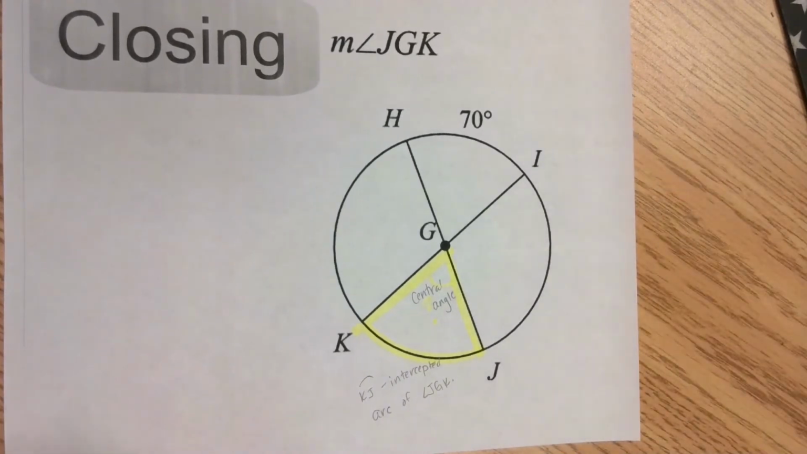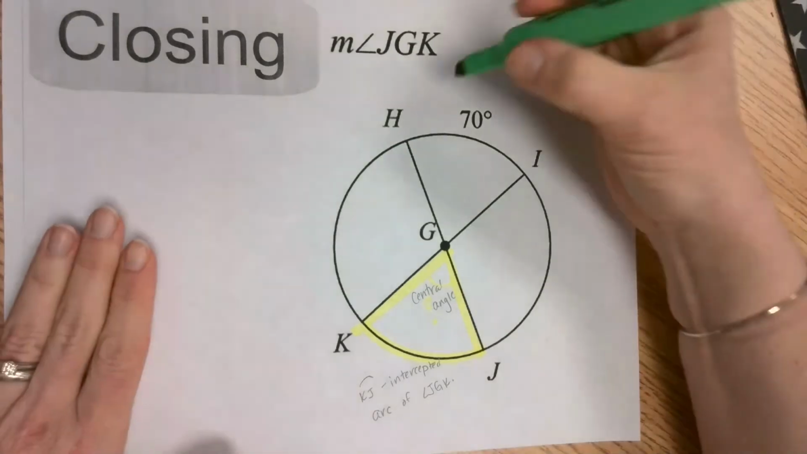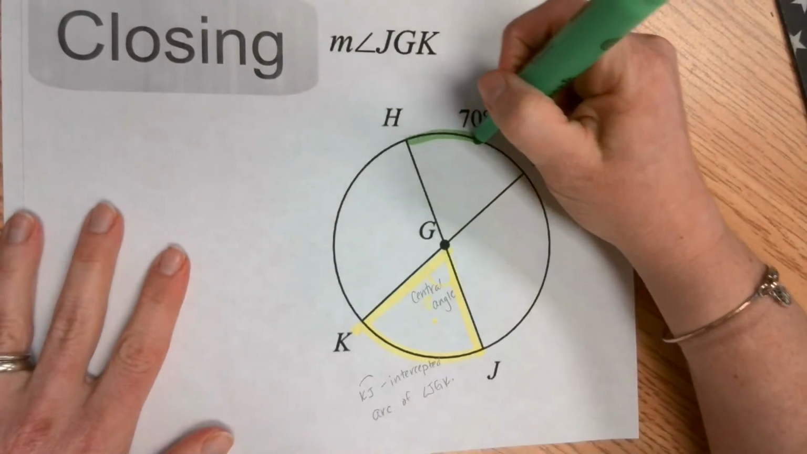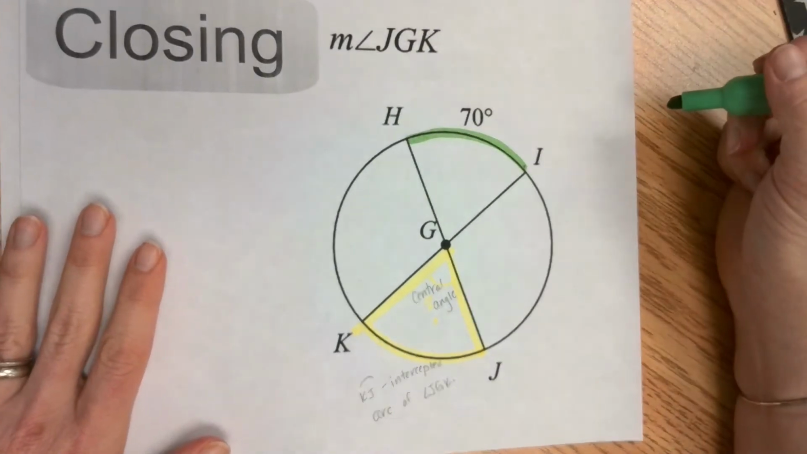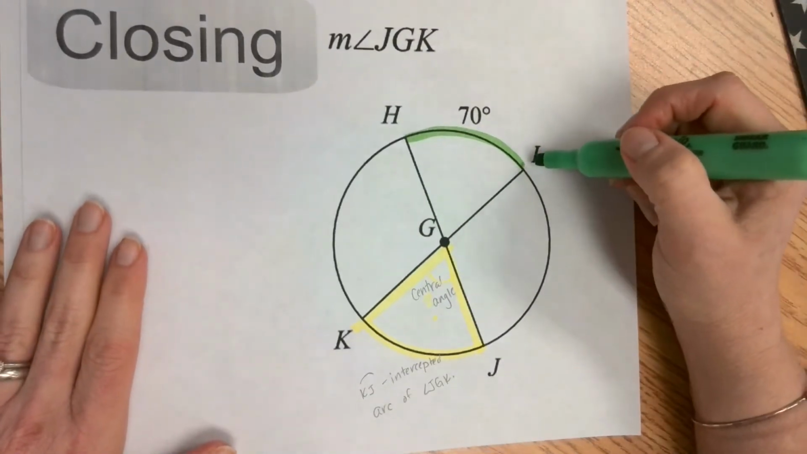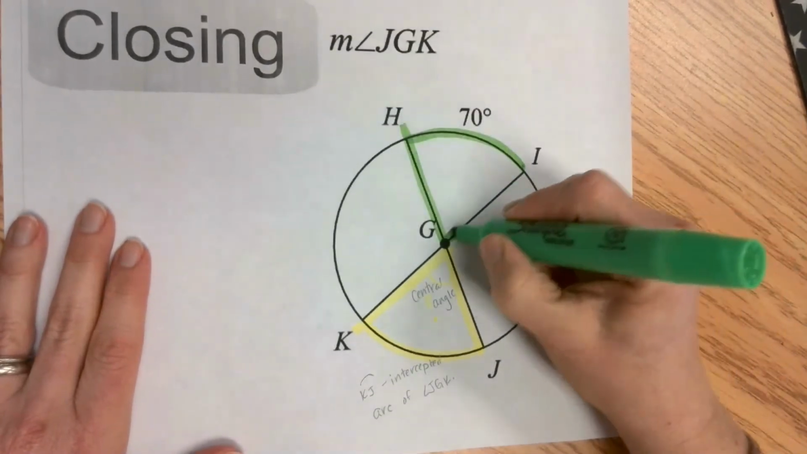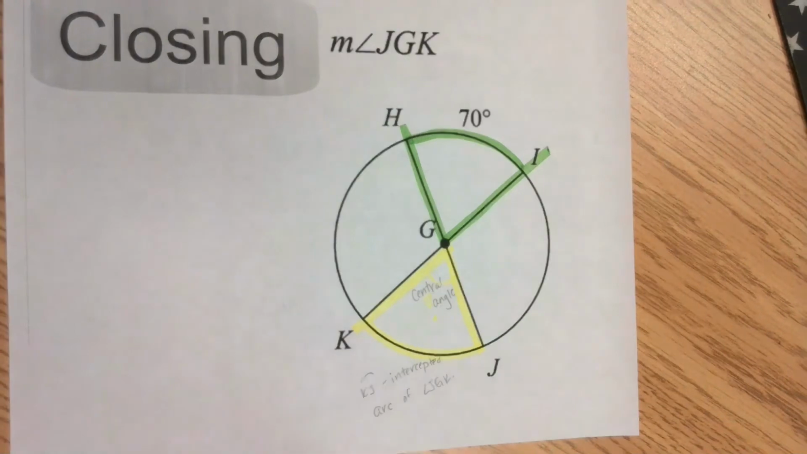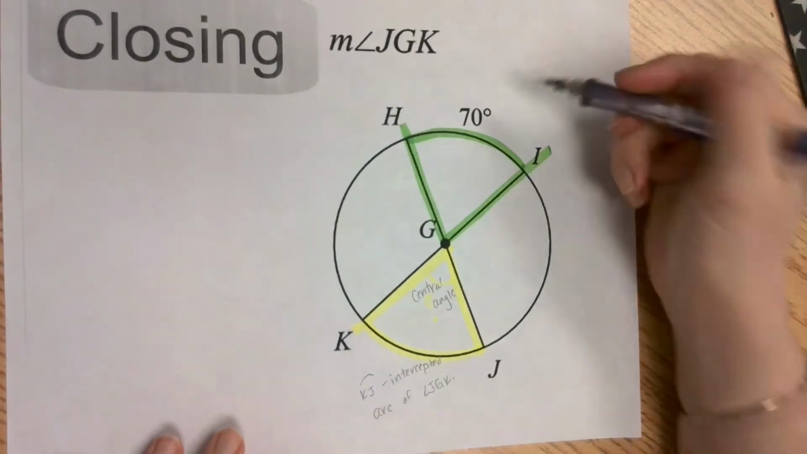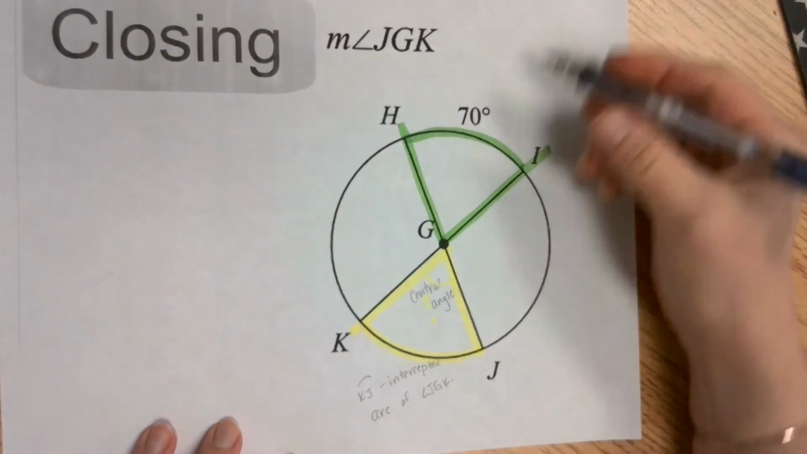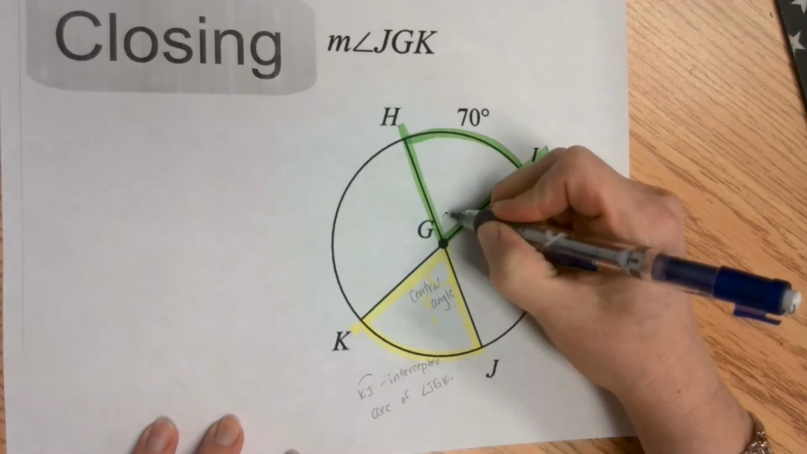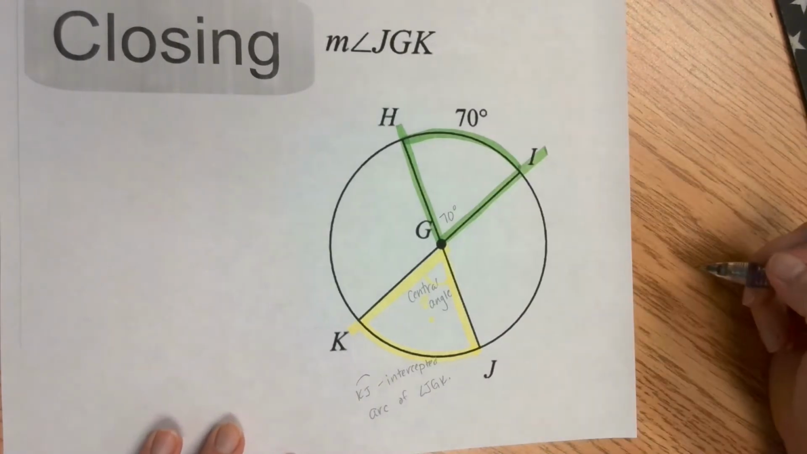So I've got to look around the circle and see what else I know. I do know that the measure of arc HI is 70 degrees, and there's an angle that's associated with arc HI, so I can highlight that angle so I can fill in information. So this arc is 70 degrees. This angle, which is the central angle, is also 70 degrees.